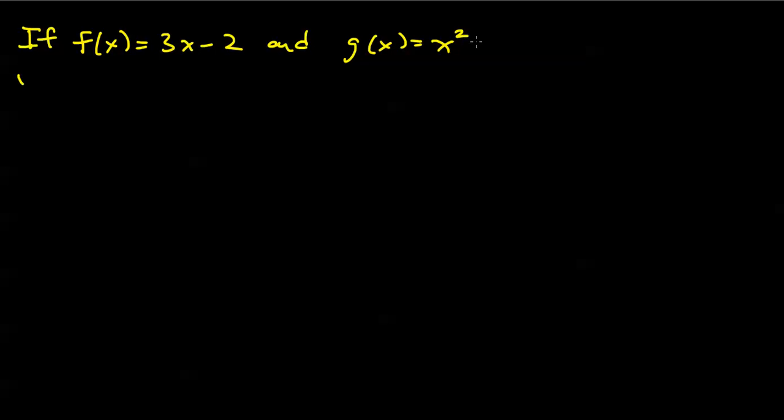Alright, just something a little harder here. I think this is from your homework assignment. If f of x is 3x minus 2 and g of x equals x squared plus x. This one's going to be a little tougher since f of x is a degree 1 polynomial function and g of x is a degree 2 polynomial function.